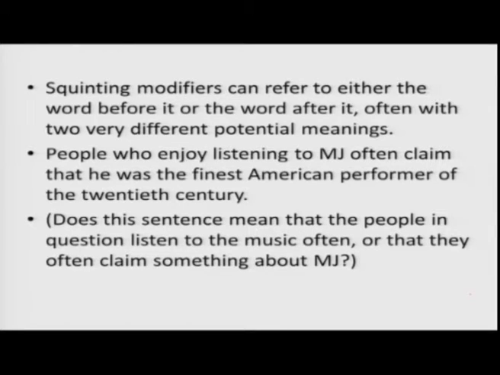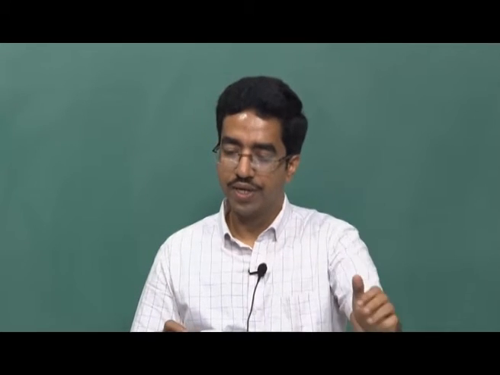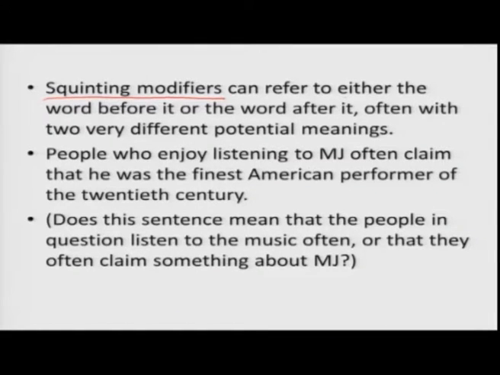The next issue is squinting modifiers. Squinting modifiers means you have a modifier there, but it leads to an ambiguous interpretation because it can modify more than one element in the sentence. So, it can refer to either the word before it or the one which comes after it, thereby leading to at least two very different meanings.